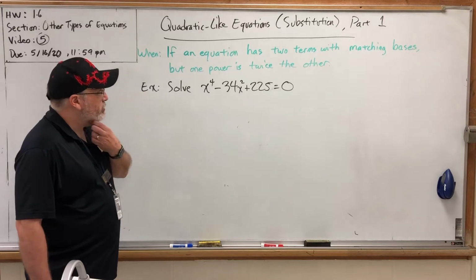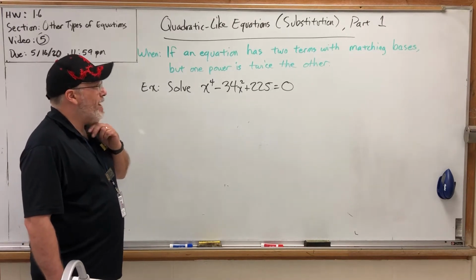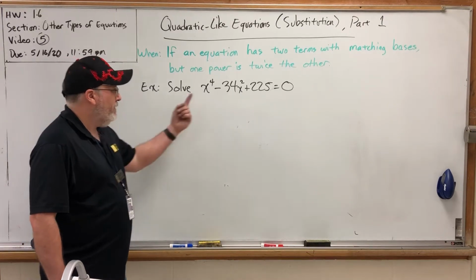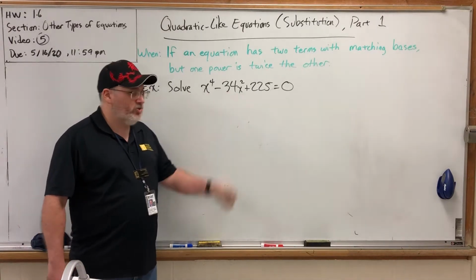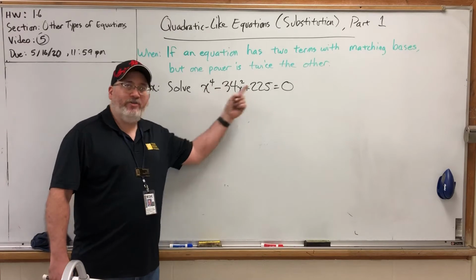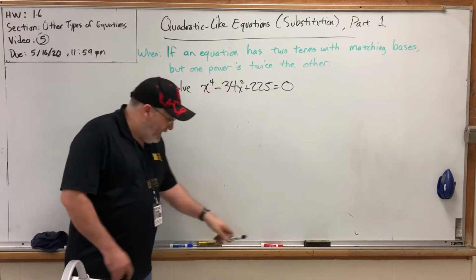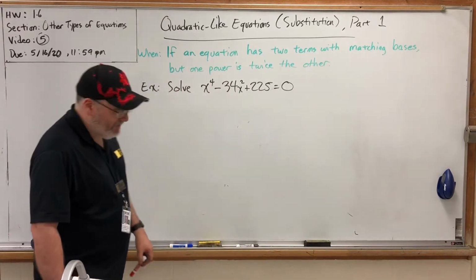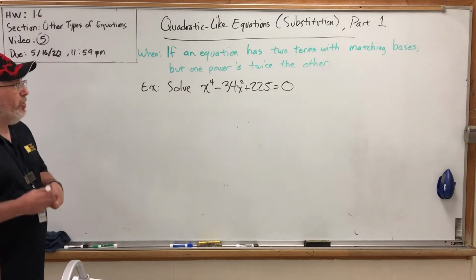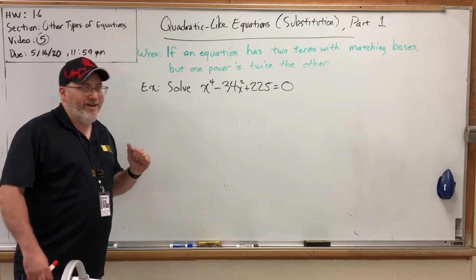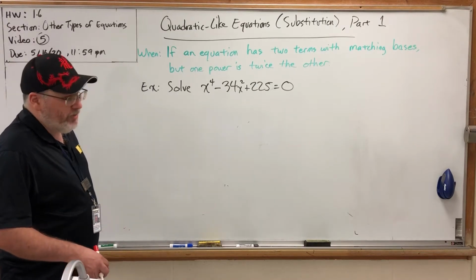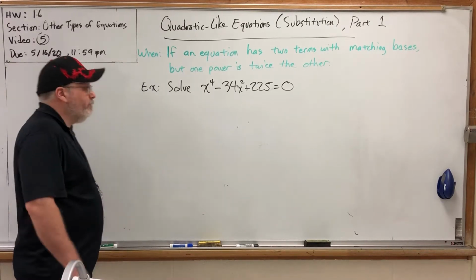If an equation has two terms with matching bases, but one power is twice the other. These two terms have matching bases. The base here is x, the base here is x. One power is twice the other. If that is present, then you can pull off what's called a substitution, and then it will expose why this is a quadratic-like equation. It's like a quadratic equation, but it's not technically one.